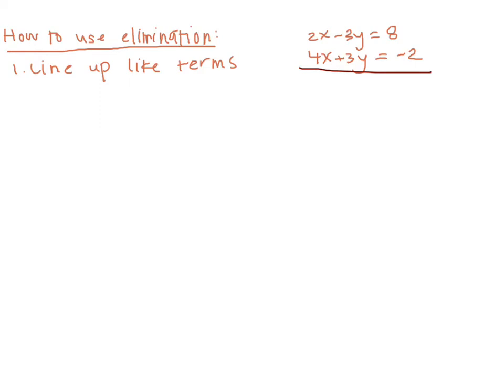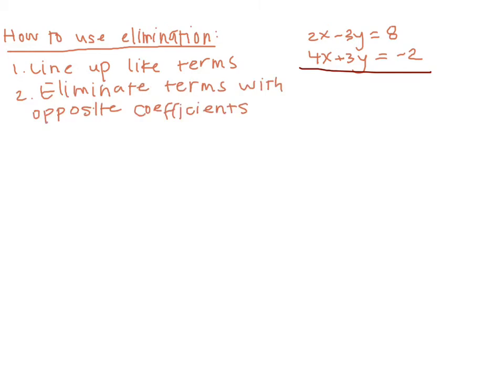Now we're going to move on, and we are going to eliminate terms with opposite coefficients. Well, what do I mean when I say eliminate terms with opposite coefficients? Remember, a coefficient is the number that is being multiplied by the variable. The first term is 2x. The coefficient is 2. Negative 3y, the coefficient is negative 3. 8 does not have a coefficient because there's not a variable. On our second equation, we start off with a coefficient of 4, and then we have a coefficient of 3.